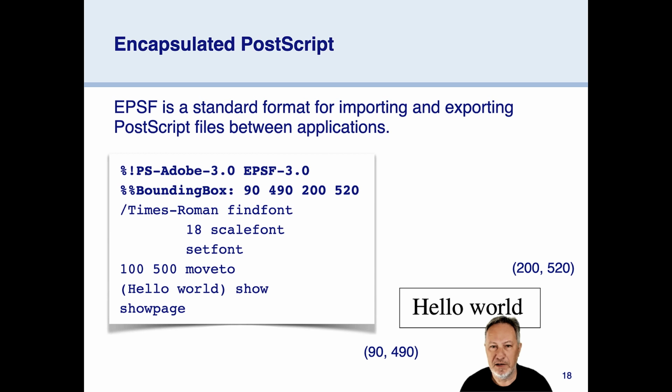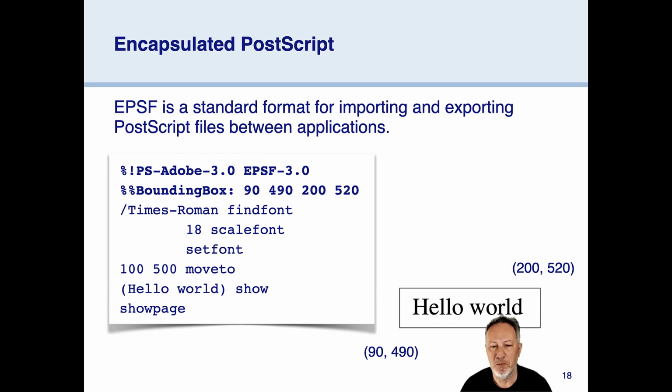Now there's a dialect of PostScript called encapsulated PostScript, not really a dialect, it's just a commenting convention. If at the first two lines of your PostScript program you include the following commented lines, then you can encapsulate your PostScript output. So in this particular case, the first line says that we're PostScript Adobe 3.0 and we're using encapsulated PostScript 3.0. The next line is important and it defines a bounding box.